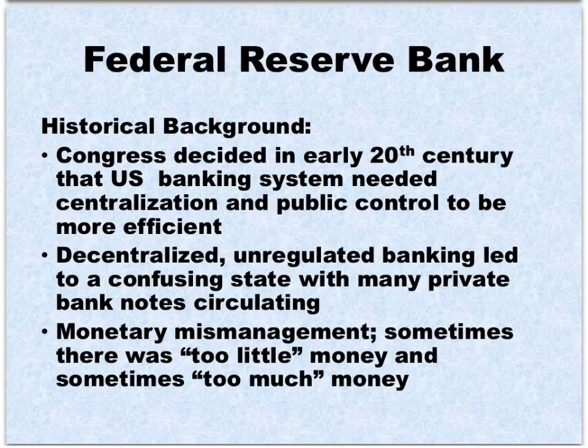In America, inflation is regulated by a central bank called the Federal Reserve Bank. And to give you some historical background, we didn't have one after the 1830s, and Congress decided in the very early 20th century that the U.S. banking system needed some centralization and public regulation to be more efficient. It was decentralized. It was completely unregulated. Banks could do whatever they wanted to. And different separate private banks issued their own banknotes. There were lots of kinds of money actually circulating around. And it was very mismanaged. Sometimes there was too little money in the economy. Sometimes there was too much. Deflation and inflation reigned whenever they wanted to.